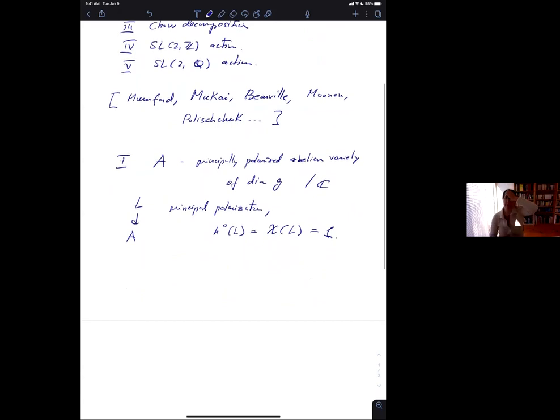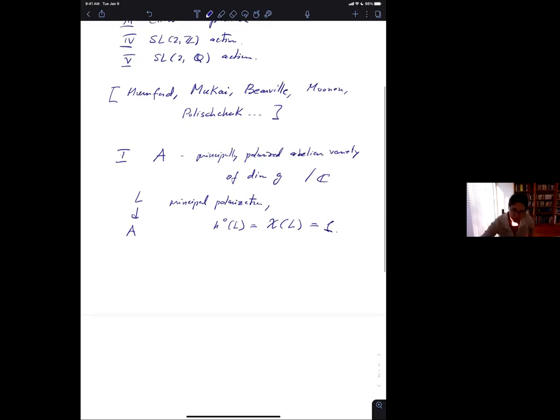Actually it's not necessary to restrict to the case of a principal polarization. I do it just because it's a little bit simpler technically, but in a kind of trivial way. It's not in any way essential.